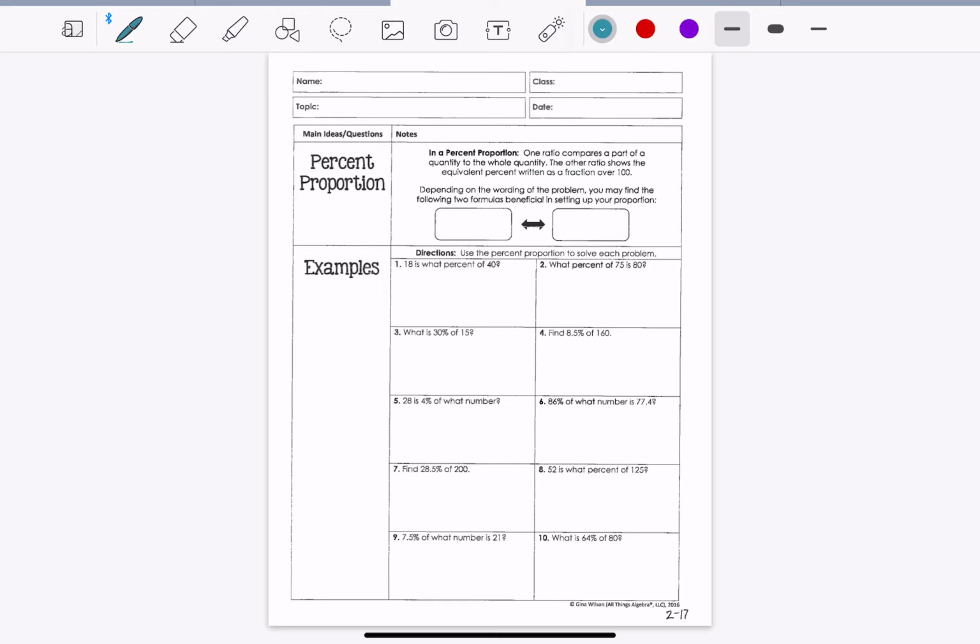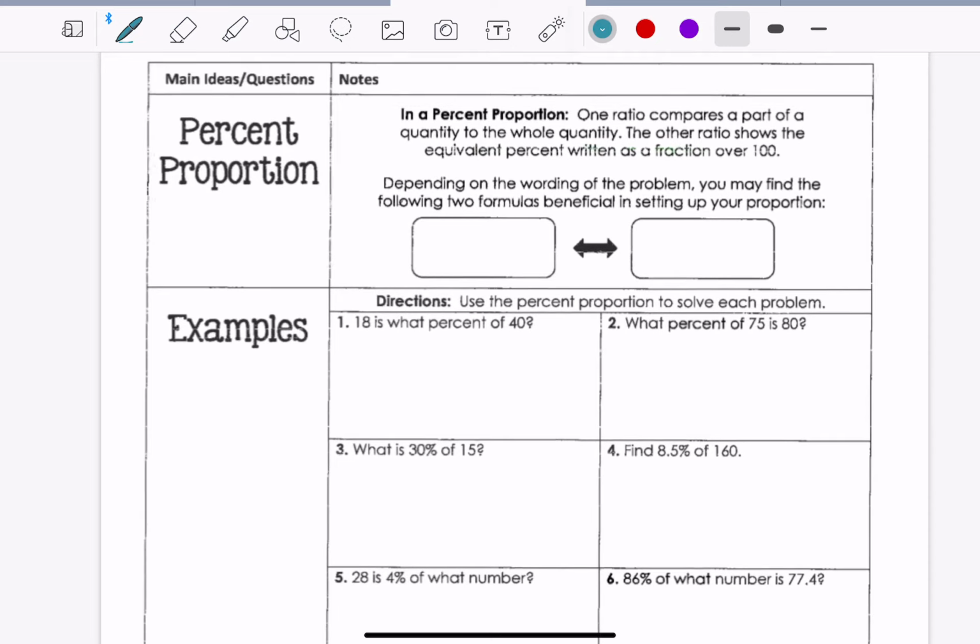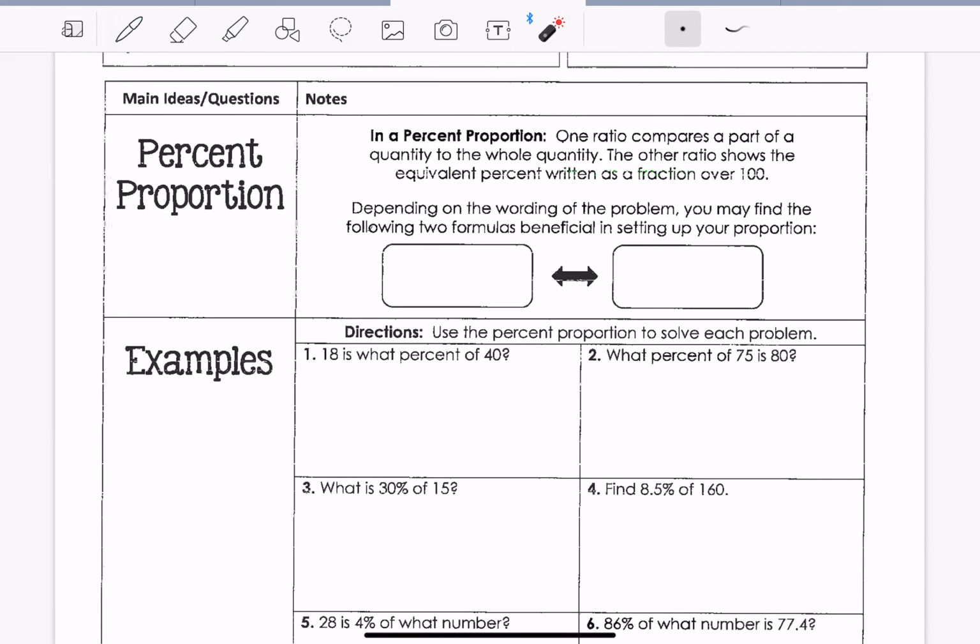Okay, so for the next set of notes, we're on page 217 in the notebook, and we're working on a special type of proportion called a percent proportion. So let's check this out. It says in a percent proportion, one ratio compares a part of a quantity to the whole quantity. The other ratio shows the equivalent percent written as a fraction over 100. So you're comparing quantities to percents.